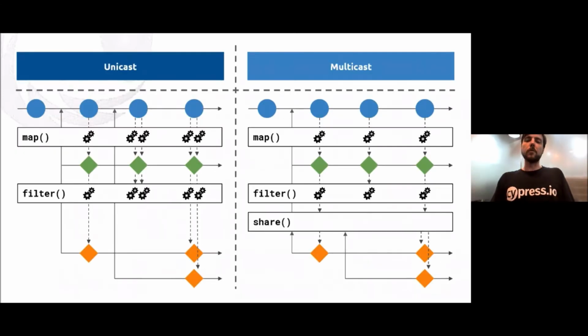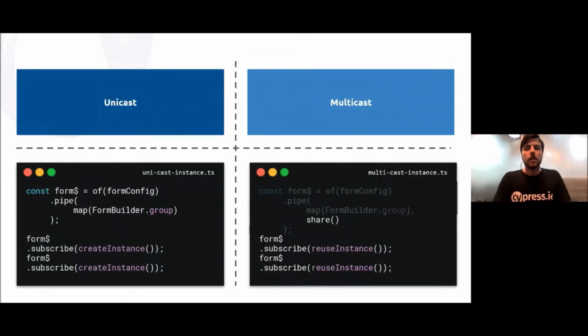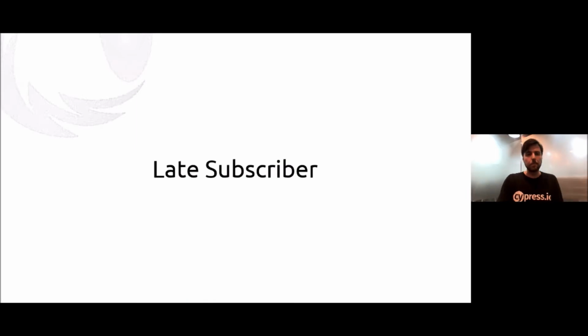To get a quick overview of why this is important, the black gears here are a symbol for work that needs to be done. On the left side, where you see unicasting, we have a lot of work to do, versus on the right side, where we have multicasting, we only run this work one time and then we reuse it later on. Some examples I will skip, and I will go right to the next example, the late subscriber problem.